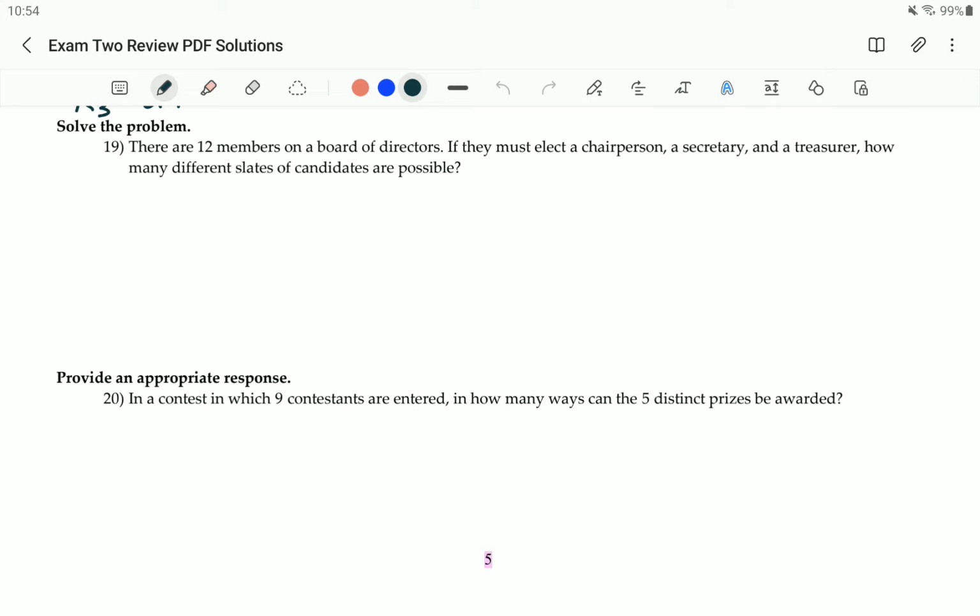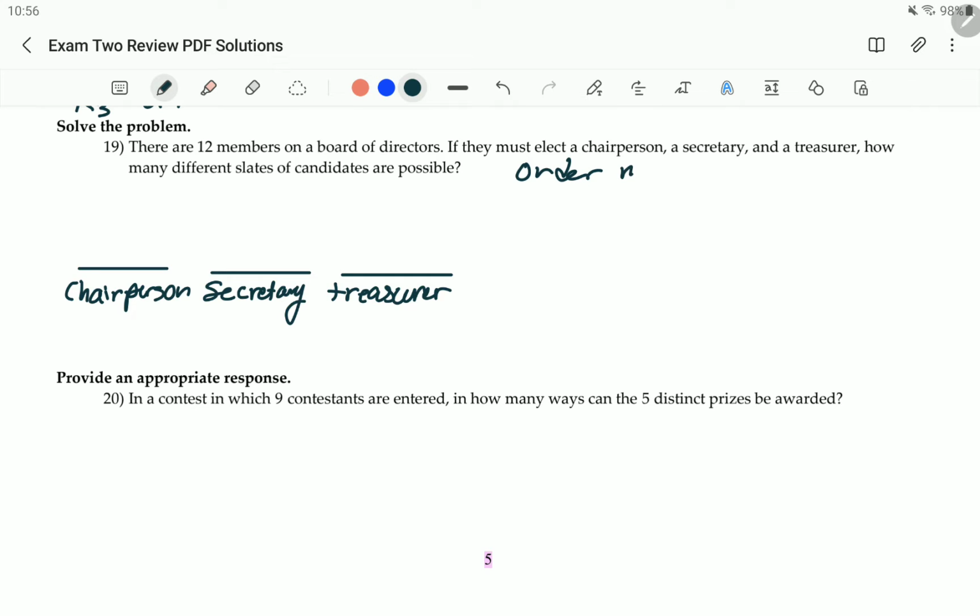Okay, we can do this in two different ways. Number one, we can use the fundamental counting principle. And using the fundamental counting principle, they must select a chairperson, a secretary, and a treasurer. So let's label each. Now, if you notice, there's an order to these categories. Chairperson being the first, then a secretary, then a treasurer. So the order matters. Let's put that up here. Order matters.